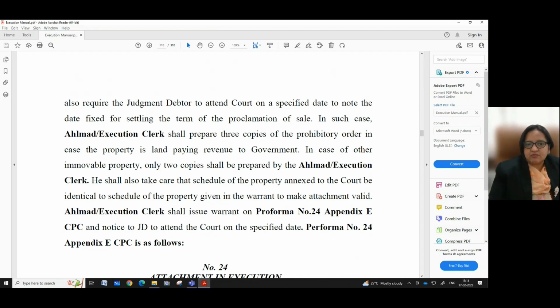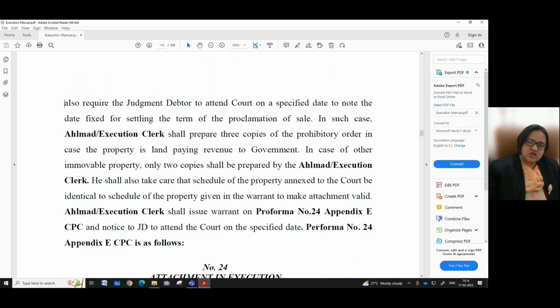In such case, the Ahlmad or execution clerk shall prepare 3 copies of the prohibitory order in case the property is land paying revenue to government. In case of other immovable property, only 2 copies shall be prepared by the Ahlmad or execution clerk. He shall also take care that the schedule of the property annexed to the court file be identical to the schedule of the property given in the warrant to make attachment valid.